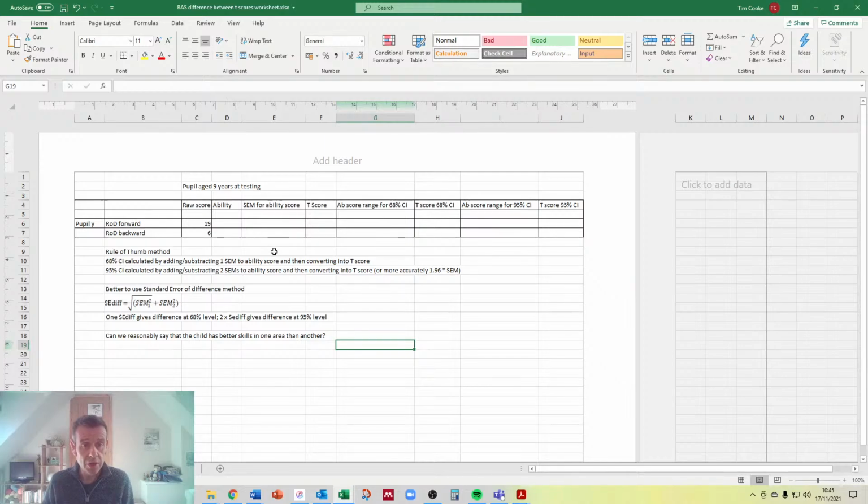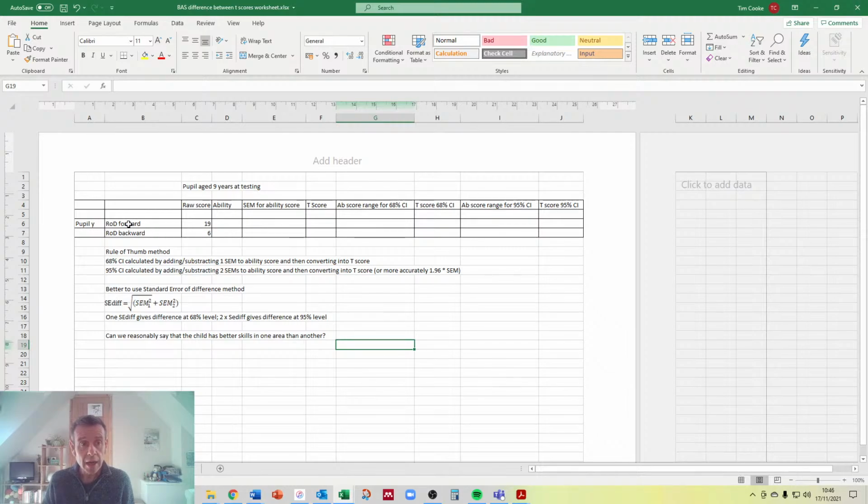Worksheet where you can see, let's just see, well, that's as big as it needs to be for the moment. You can see, I will send you a copy, by the way, of the worksheet so you can see what I've done. But I give them a recall of digits forward raw score and a recall of digits backwards raw score, and ask them to calculate all of the relevant details of this, particularly so that they can think about whether or not the differences between these two achievements are statistically significant or not.